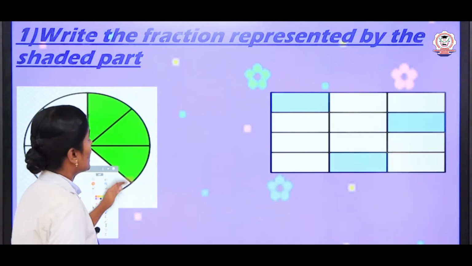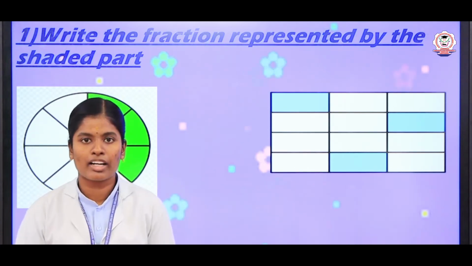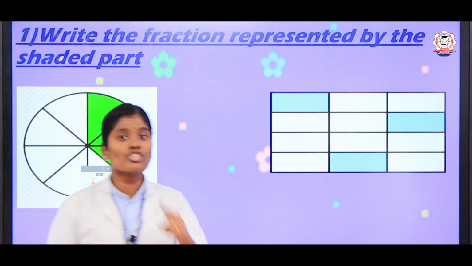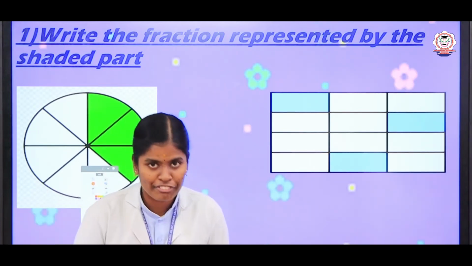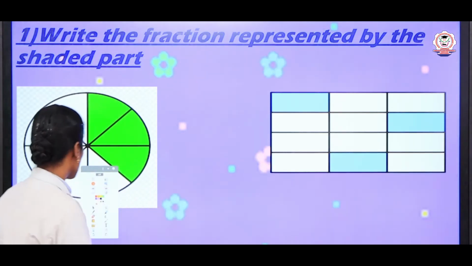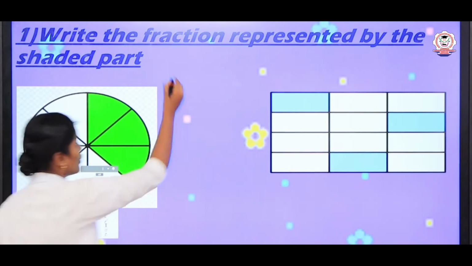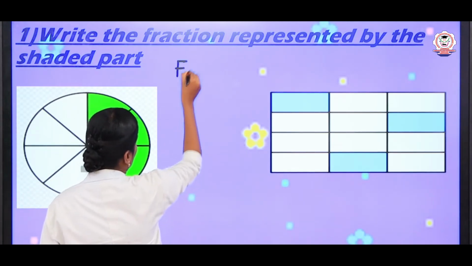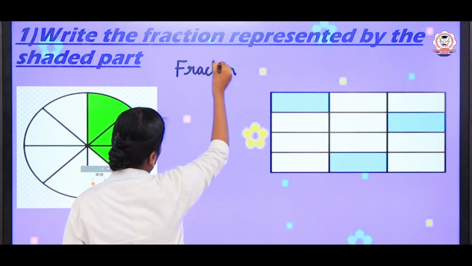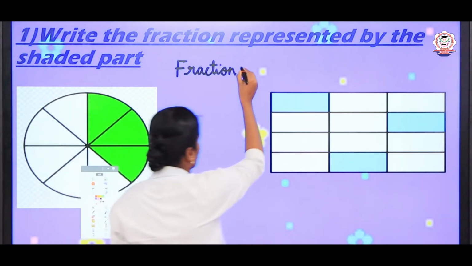Our first one: write the fraction represented by the shaded part. You all know the formula for a fraction. Fraction means the numerator is divided by the denominator. So the formula for a fraction is numerator divided by denominator.